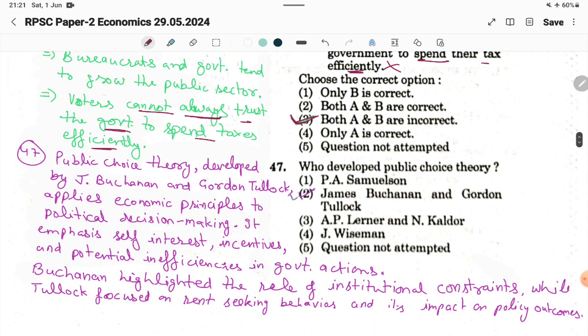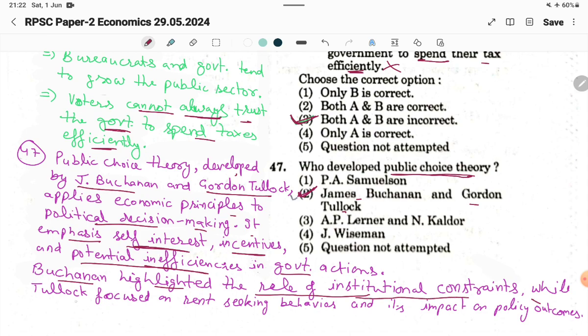Now the next question: who developed public choice theory? So it's also a basic and simple question. James Buchanan and Gordon Tullock developed the public choice theory. It applies economic principles to political decision making. It emphasizes self-interest, incentives, and potential inefficiencies in government actions. Buchanan highlighted the role of institutional constraints, while Tullock focused on rent-seeking behavior and its impact on public policy outcomes. So the second option is the right answer.